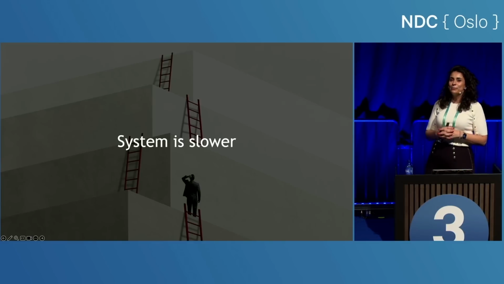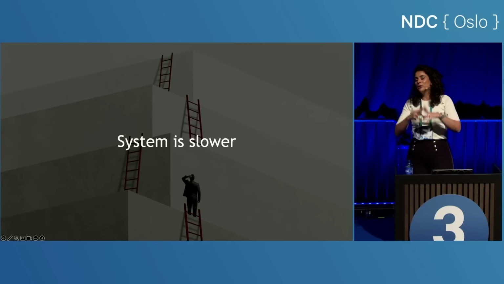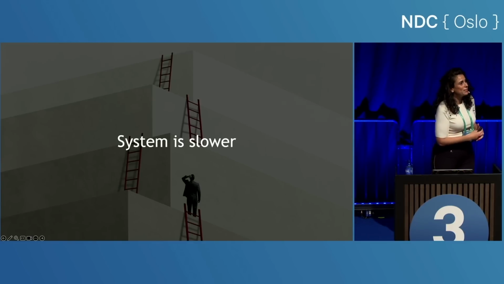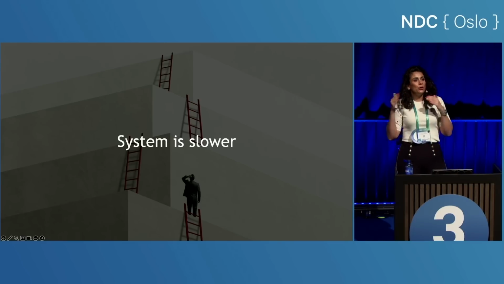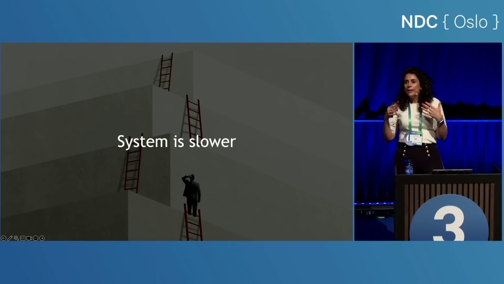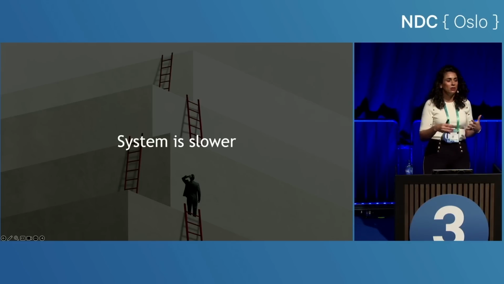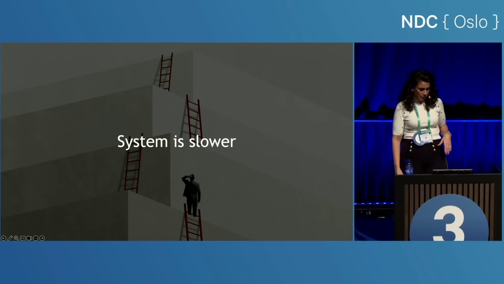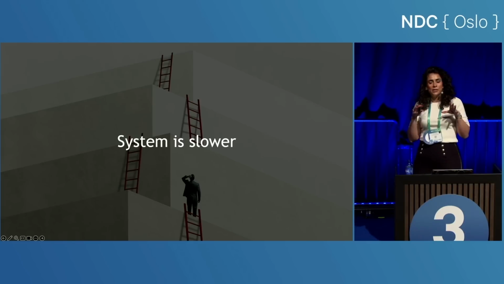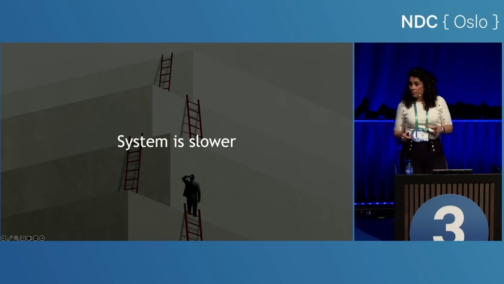Starting with the system is slower. After all of those wonderful over-the-rainbow promises that our system was going to be faster, it was actually slower. Now, in order to understand why the system actually became slower, we also need to understand how the application used to work before we transitioned to a message-based architecture.